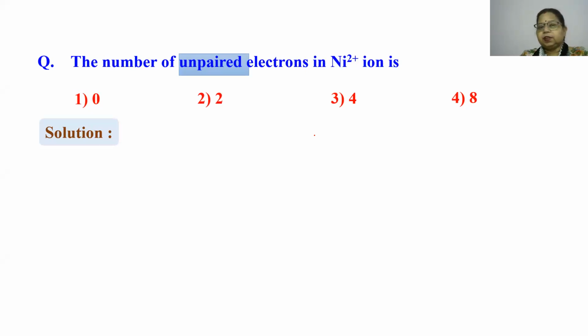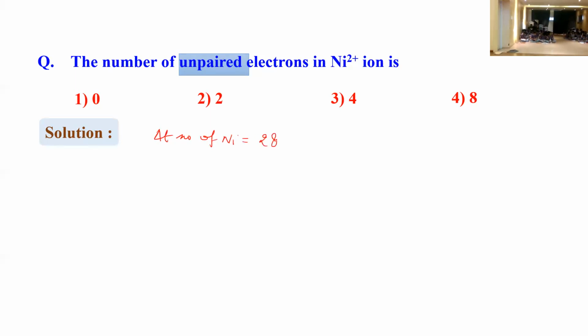Now, talking about another question: the number of unpaired electrons in nickel 2 plus is... The atomic number of nickel, I can give you, it's 28. I believe you understand the terminology unpaired and paired electrons.